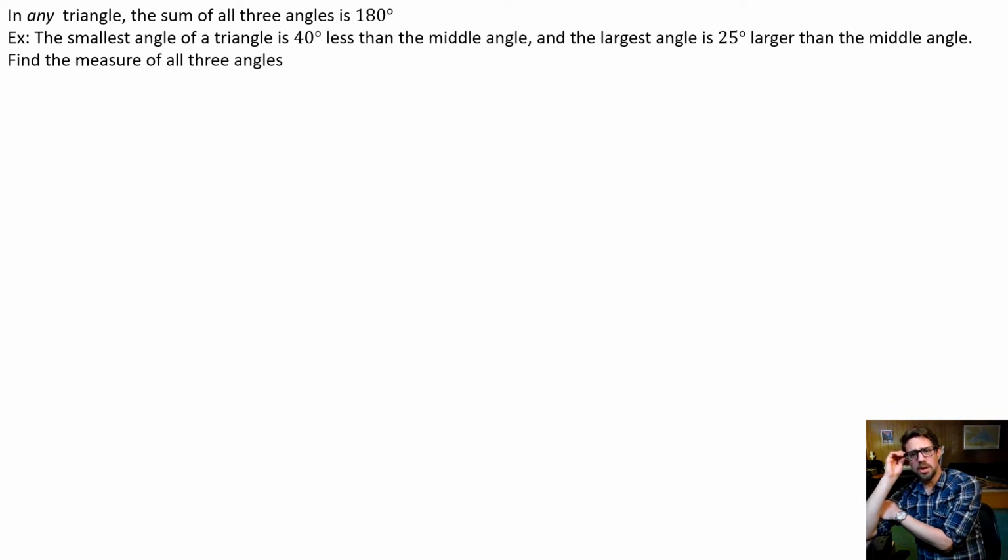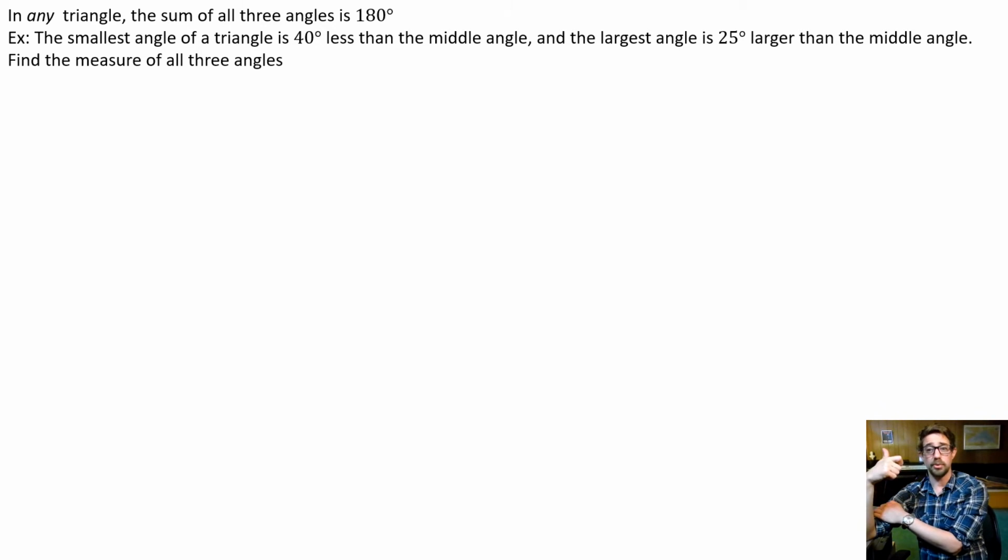So what you want to do, a general strategy, is you have to declare a variable, x, t, whatever. And it's going to be one of the three angles. You generally want to make your variable the thing that you know the least about. So you know that the middle angle is 40 degrees bigger than the little angle, and the biggest angle is 25 degrees bigger than that one. So you don't really know anything about the smallest angle. So it seems simplest in this case to let x be the smallest angle.